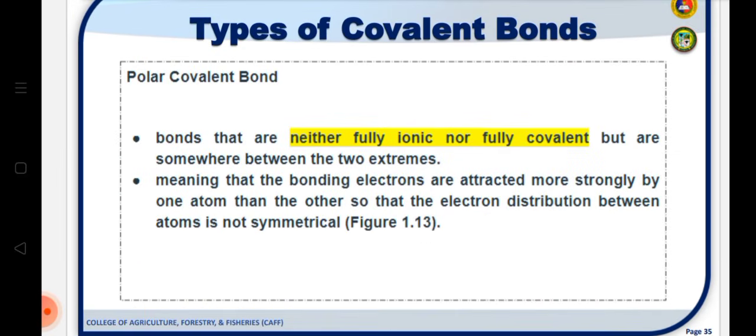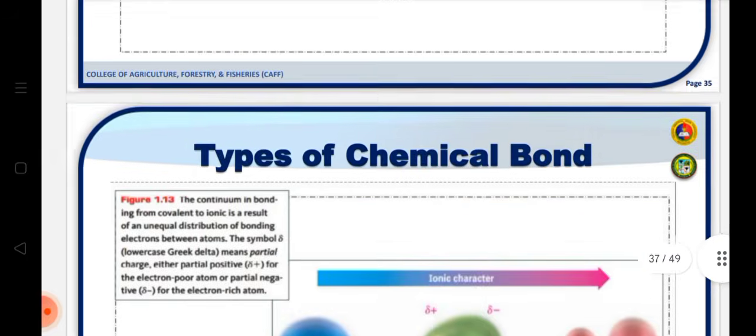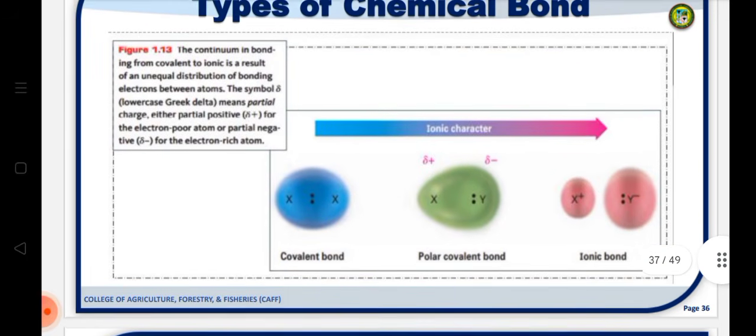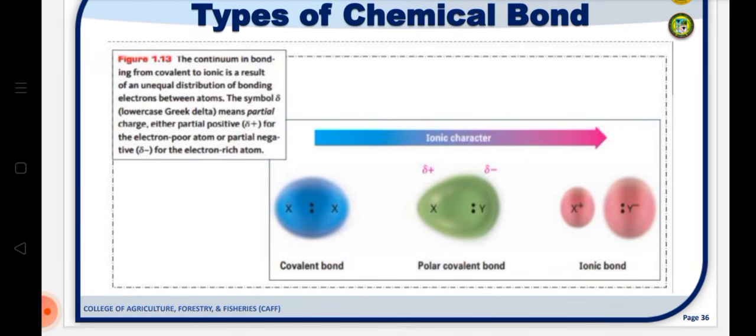Okay. We have polar covalent bond. These are bonds that are neither fully ionic nor fully covalent but are somewhere between the two extremes. So it is not ionic, and it is not fully covalent. It is in the middle. Meaning these bonding electrons are attracted more strongly by one atom than the other, so that the electron distribution between atoms is not symmetrical. Look at this example, class. Figure 1.13 shows the continuum in bonding from covalent to ionic as a result of an unequal distribution of bonding electrons between atoms.